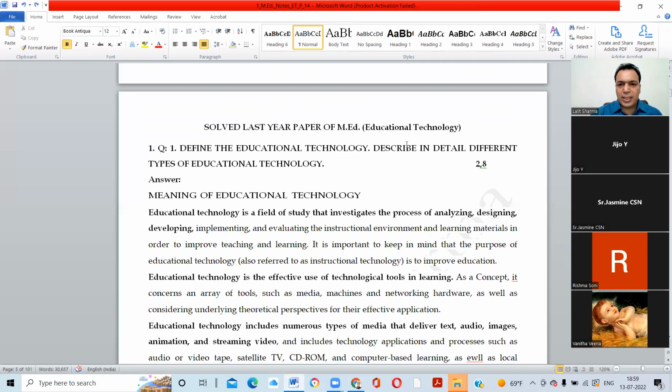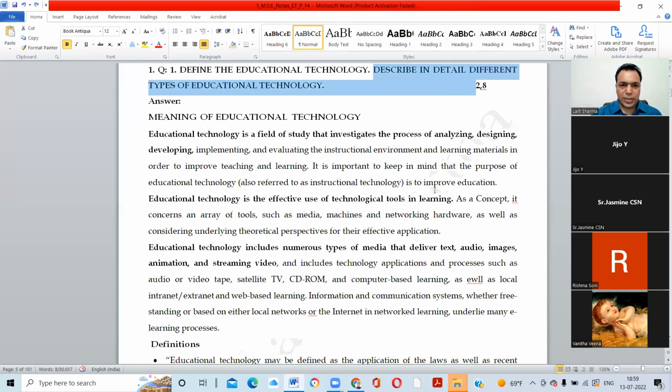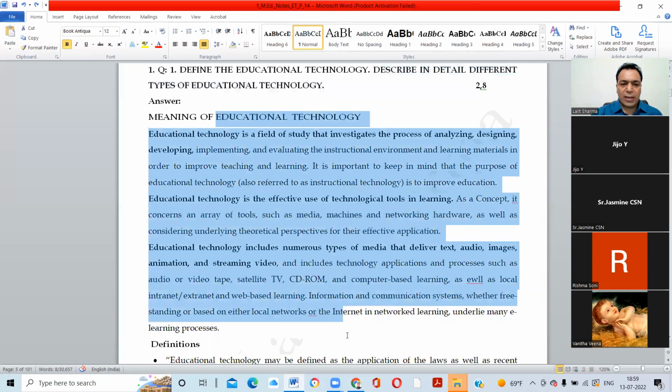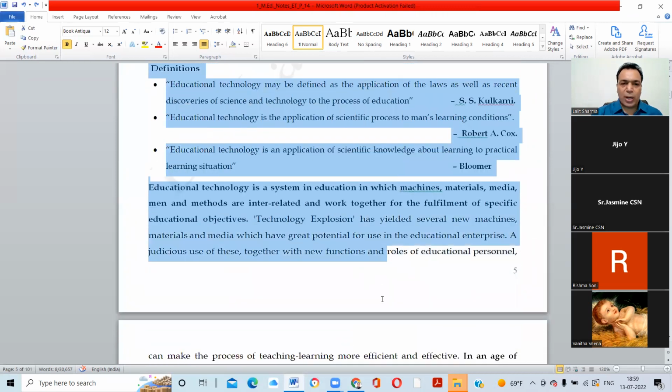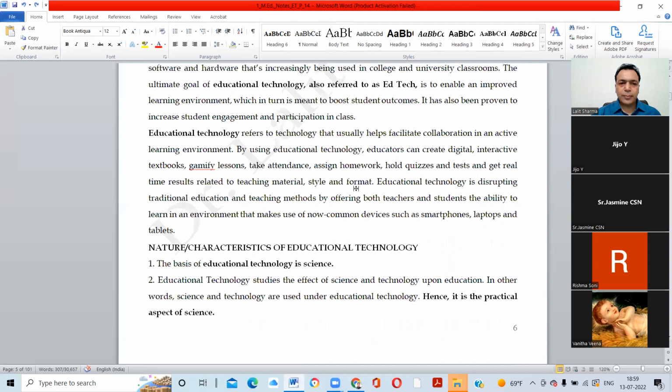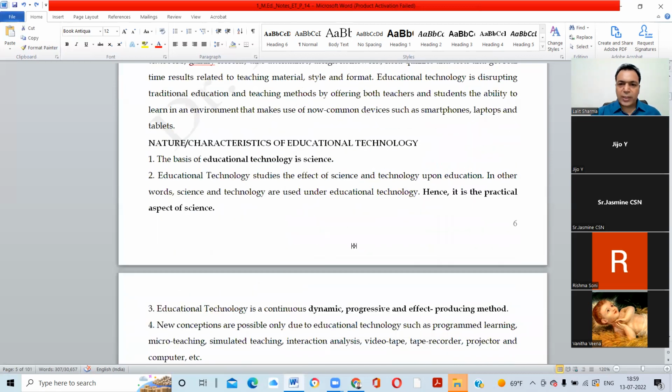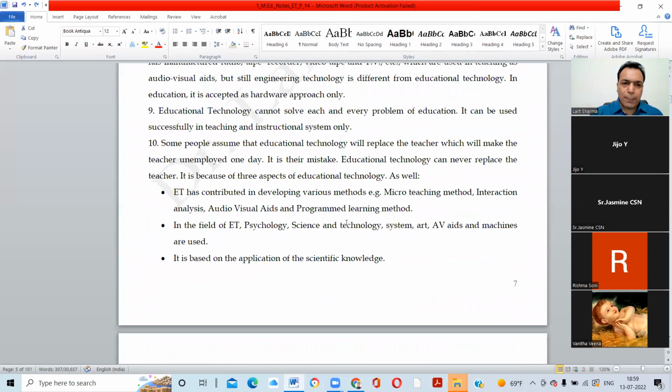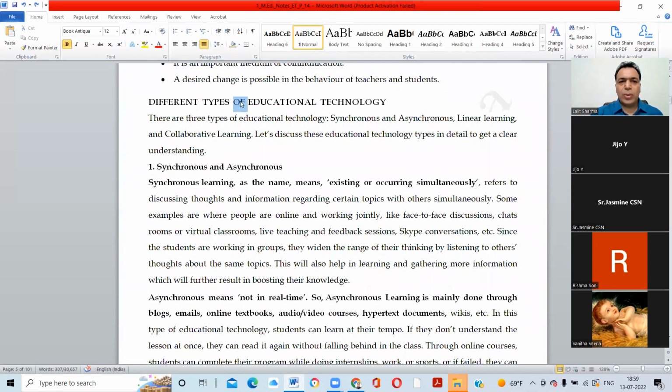Define educational technology, and describe in detail the different types of educational technology. I have already told you, you have to write about 1.5 pages on educational technology. Nature and characteristics of educational technology you can define a little, but write more about the different types of educational technology, right guys? Those 6 pages you have to fill, giving half an hour. When the time exceeds, jump to the next question instead of continuing the same question, because 100% attempt should be done. This should be our motto, right?